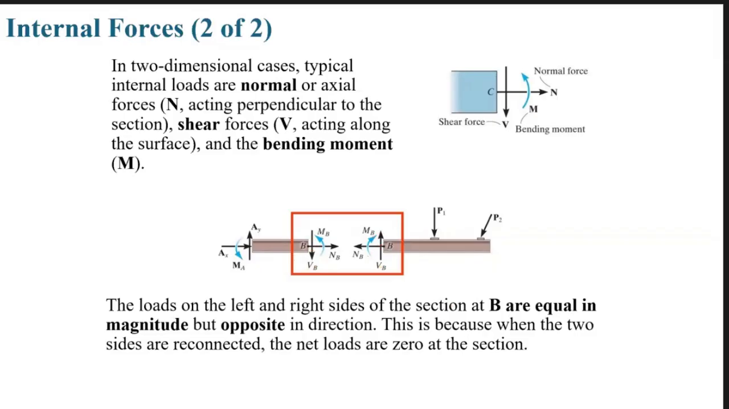clockwise. But it's very interesting that the forces and moments on the left and right sides of the cut are equal and opposite, so they cancel out each other. Why? Because they are internal forces. And this ensures equilibrium when the beam is reconnected.